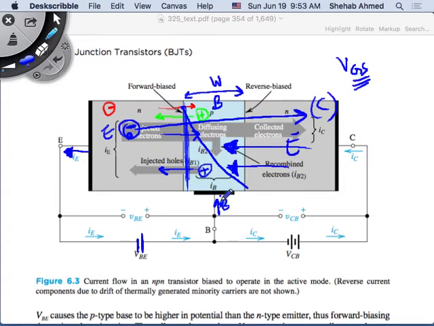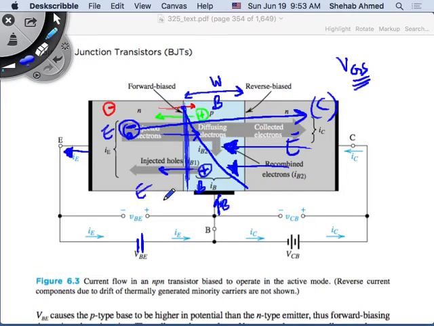Here, it's not the case. So IB, yes, IB will be continuous, but it's caused by the forward current. Yes, IB will be caused by the holes diffusing from the P side, from the base to the emitter. Okay?